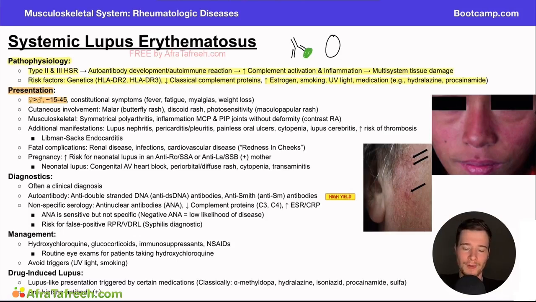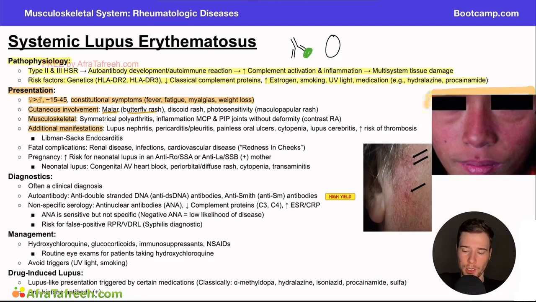Now, some classic findings we're going to see in these patients include constitutional symptoms. Again, this is a multi-system body-wide disorder. You can see things like fevers, fatigue, myalgias, and weight loss, which more or less are non-specific, but it indicates there's a system-wide problem going on for these patients. Now, really key here, we're going to talk about some cutaneous involvement, some musculoskeletal things, and some additional manifestations as well. When we talk about the cutaneous involvement, high yield point here, the malar butterfly rash is super important.